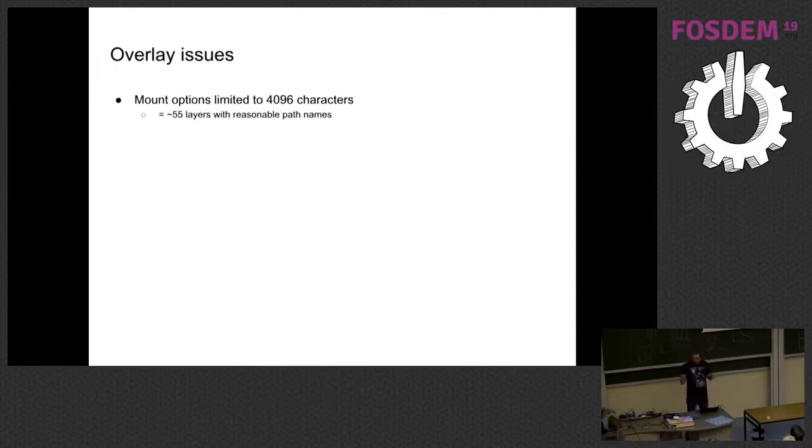And I say approximately because it depends on what the path you're mounting at. Of course, if you're mounting at some very deep path, then you get a lot less. But if you're mounting at something reasonable, var lib, whatever, OCI something something, the math works out to be 55 layers roughly. So again, I don't know if anybody here has containers or images that they're building with more than 55 layers, but we have roughly 200.